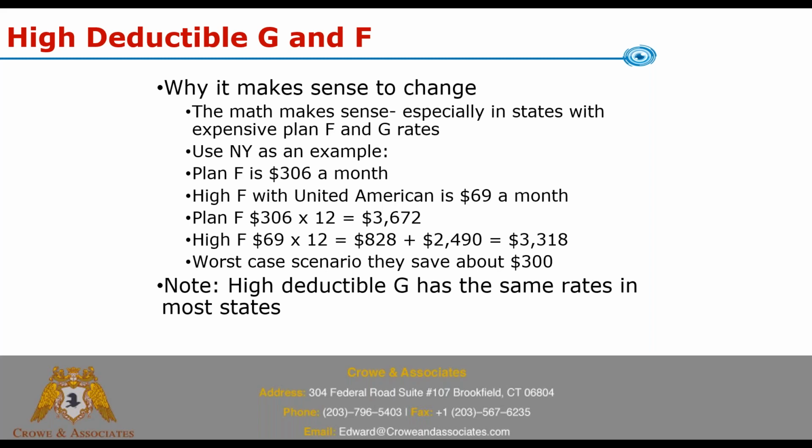Now, the example I used in New York is extreme. But in a lot of states, even if they max out a high deductible G, for example, they might come out $100, $200, $300 worse than had they been on a regular plan G. But the reality is they're rarely going to hit that $2,490. So they're almost always going to see savings on a high deductible G or F plan.